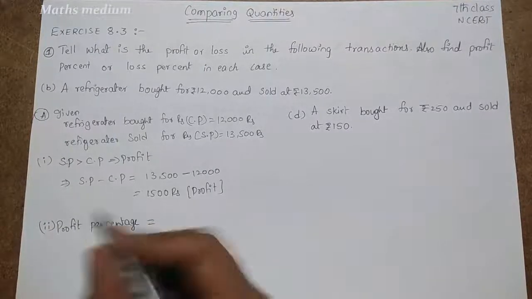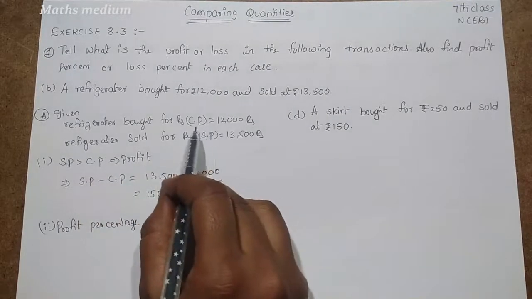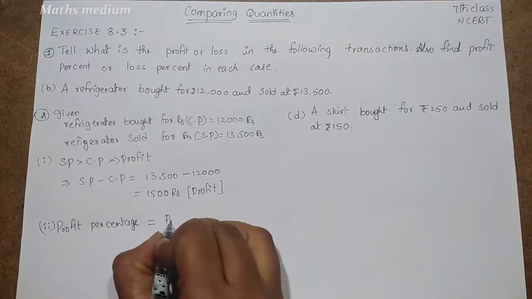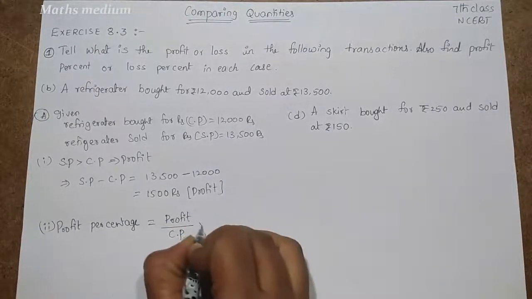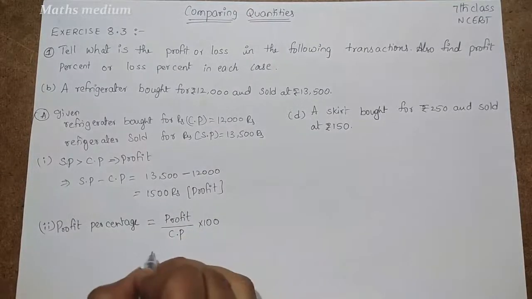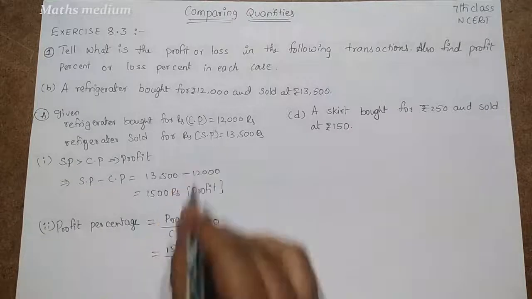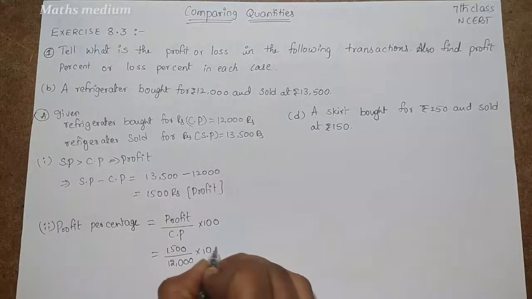Percentage, profit or loss, it may depend on the cost price, which amount we bought. That is the main thing here. So profit percentage is profit divided by CP into 100. So profit is equal to 1,500 rupees divided by CP 12,000 rupees into 100.